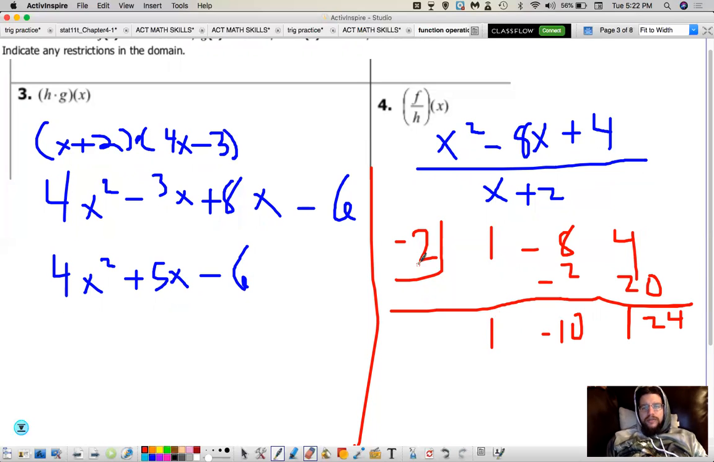So write it out. It was quadratic, reduce the power by 1, that's linear. x minus 10 plus 24 over our divisor, which is x plus 2. And that's the quotient. Now that we've done these first 4, let's go back and think.